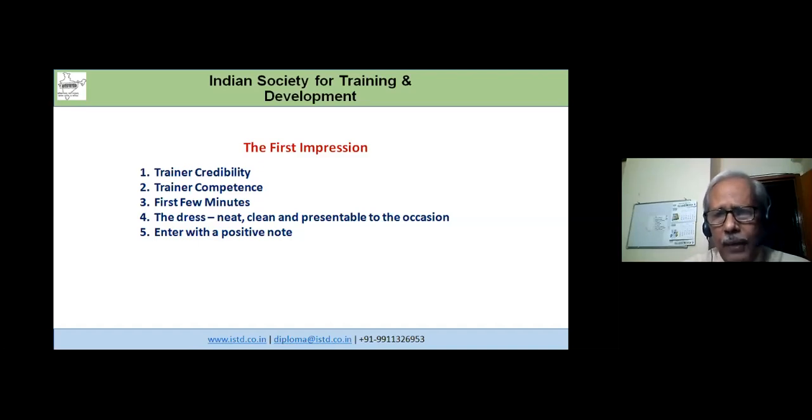Now, the dress is important, but the moment you enter inside the room, the way you are entering, the gesture that you're showing, and the sentences that you're speaking are going to create a lot of impact in the minds of the people. So you must enter with a positive note. A person dejected, negative, demotivated, leaning down, that is a very bad impression, and the participants get a very bad impact in their mind.